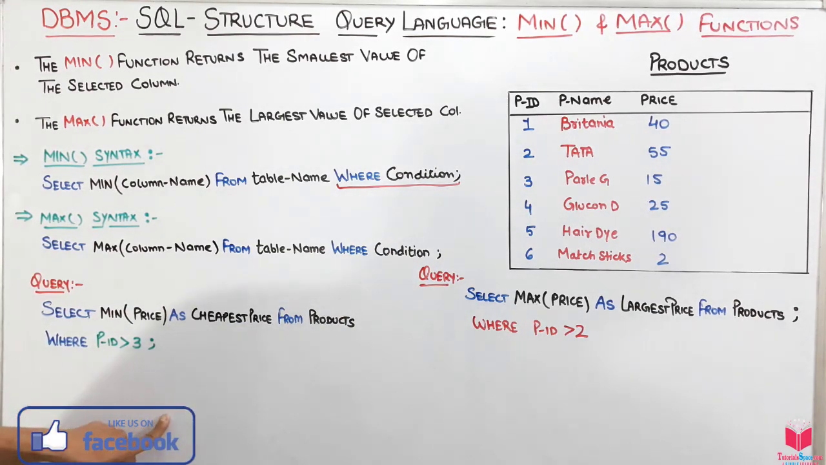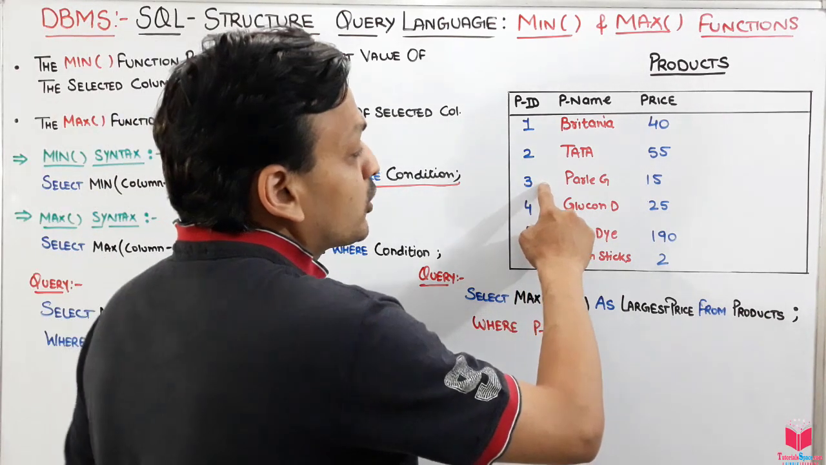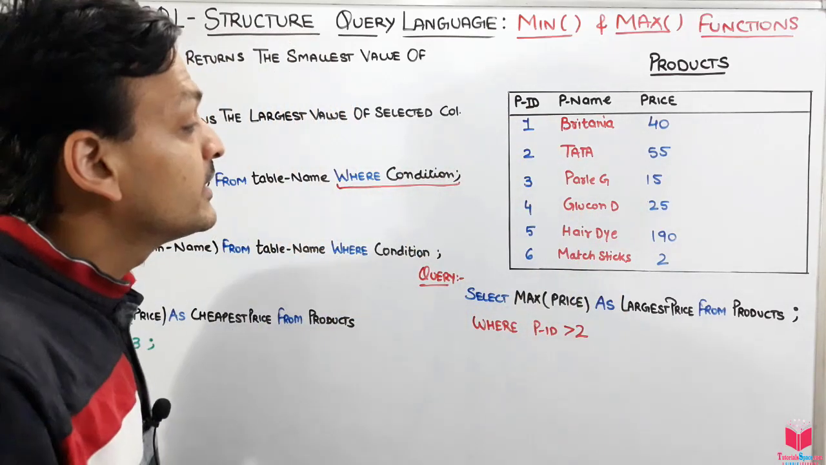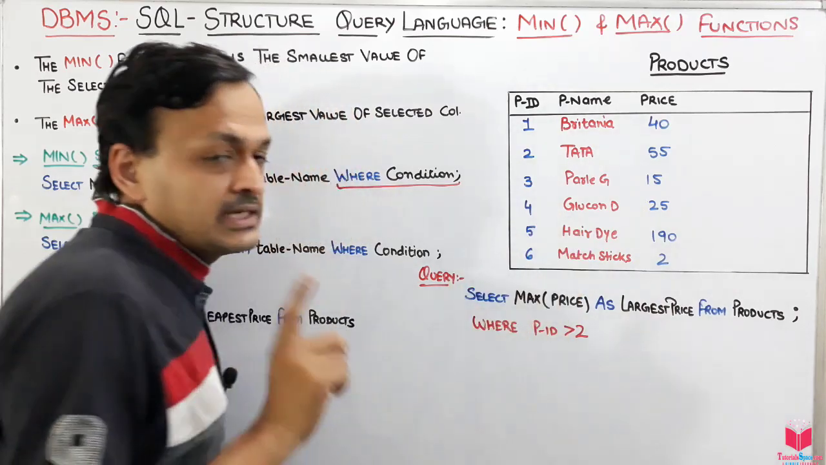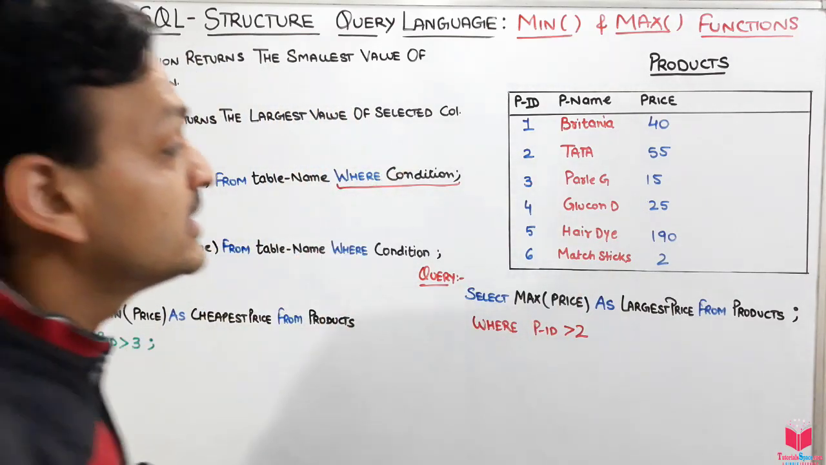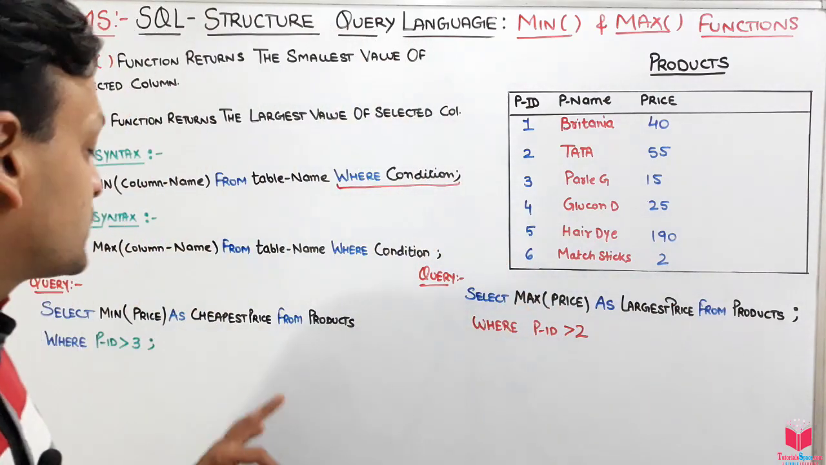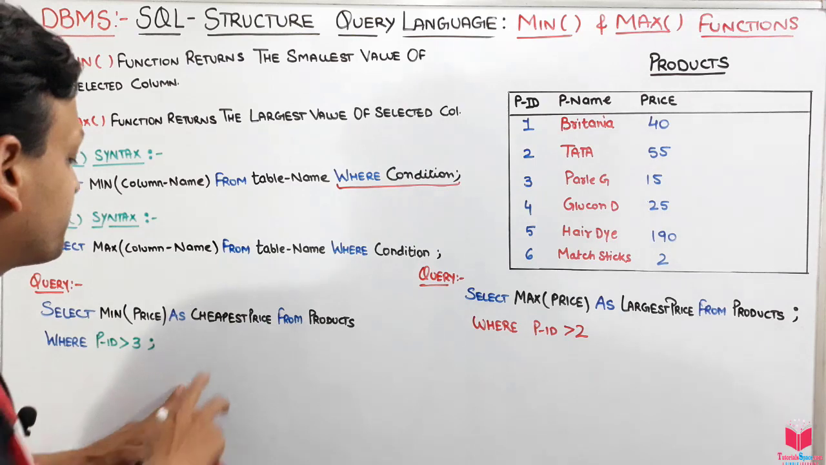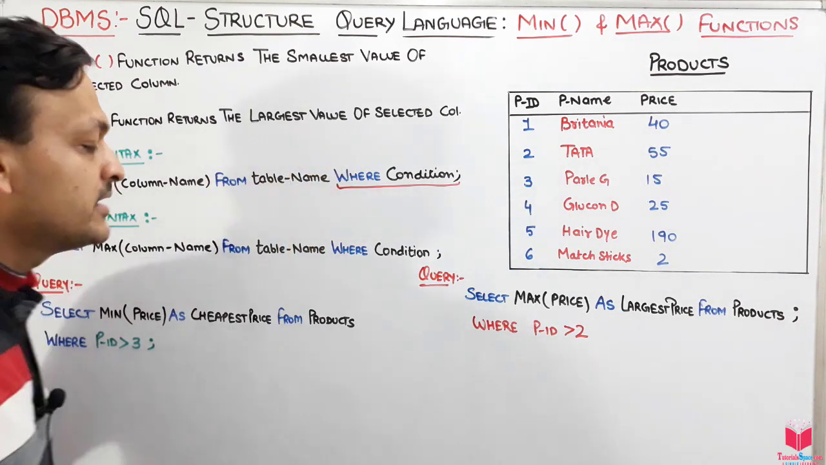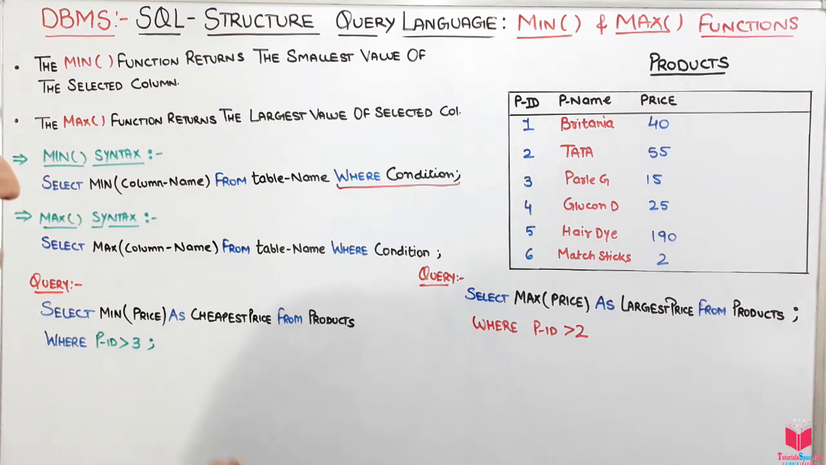Let's see what the output will be. It will first check which PIDs are greater than 3. So 3 will not be included, and 2 and 1 will be skipped. It will include only 4, 5, 6. From these rows, it will select the cheapest value from the price. There are 3 values, 25, 190 and 2, so the cheapest value is 2. In the output we will get a table where cheapest price is written on the top and 2 is written in that column.